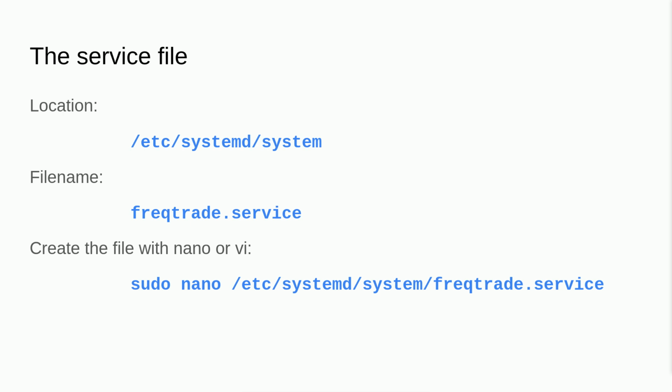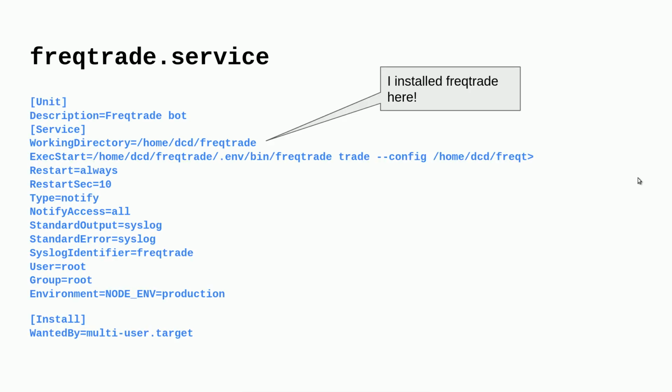To create the freqtrade service file directly, use the following command: sudo nano /etc/systemd/system/freqtrade.service. You can immediately see that the location is in the system directory, and the file name will be freqtrade.service. You have to insert the following lines, which you can read over here. Take special note of the working directory. This should be your own installation directory.